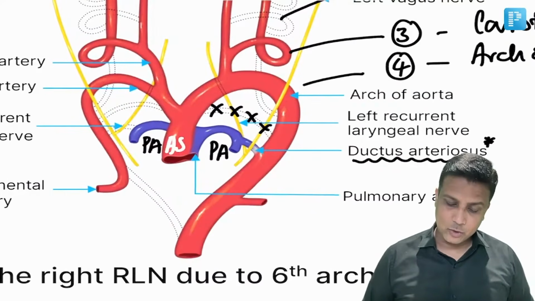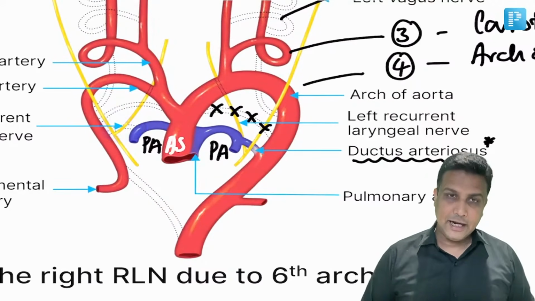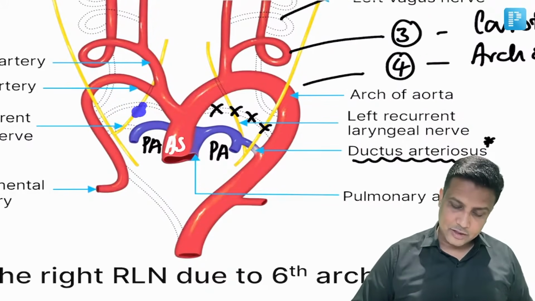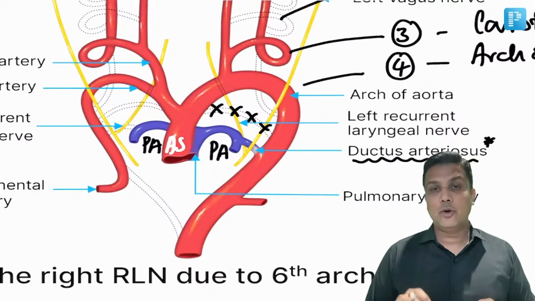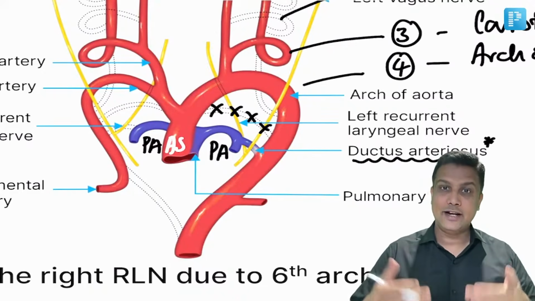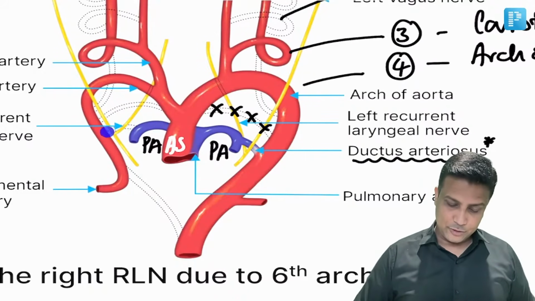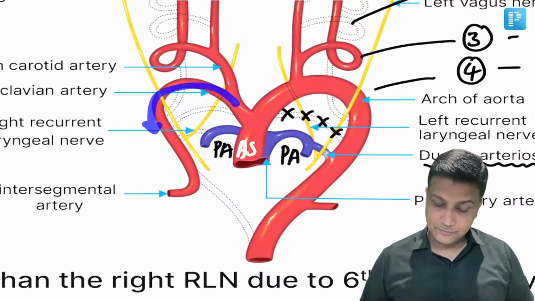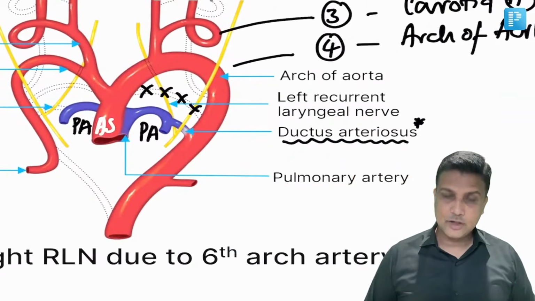On the right side, there will be no ductus arteriosus from here, and there will be nothing derived from the fifth arch artery. Therefore, the right recurrent laryngeal nerve, it's having the possibility of ascending up. It is going to ascend up. So no one is going to stop it here. So that is the reason why it is going to take a turn around this right subclavian artery. Whereas on the left side, what is going to happen?